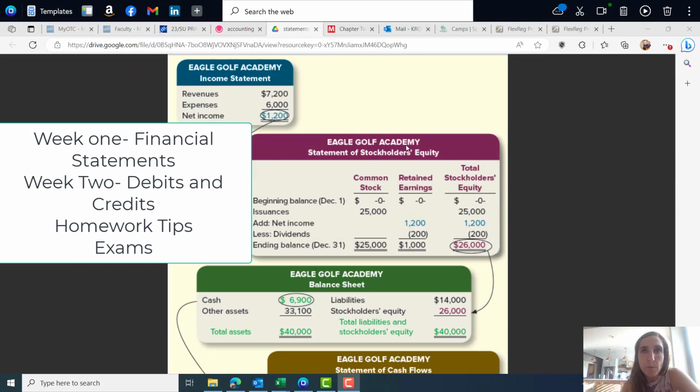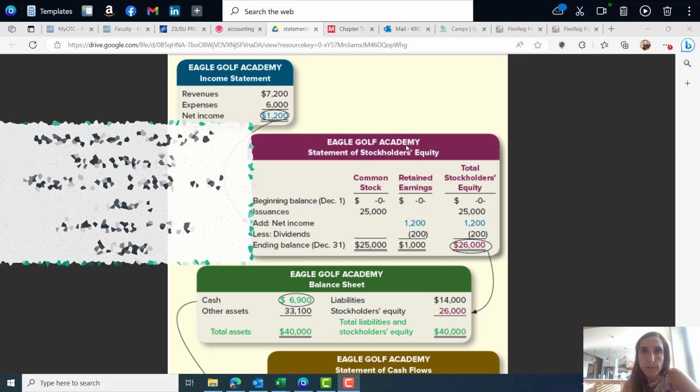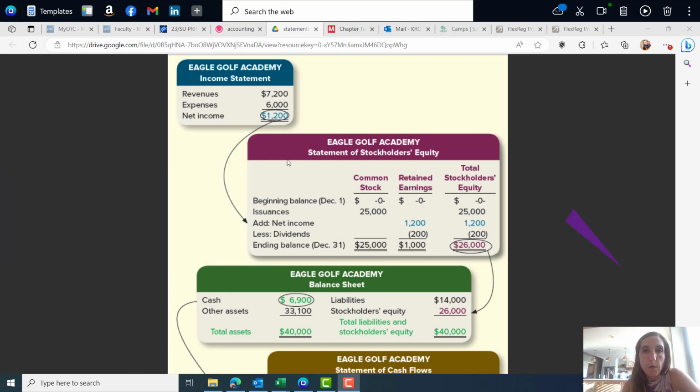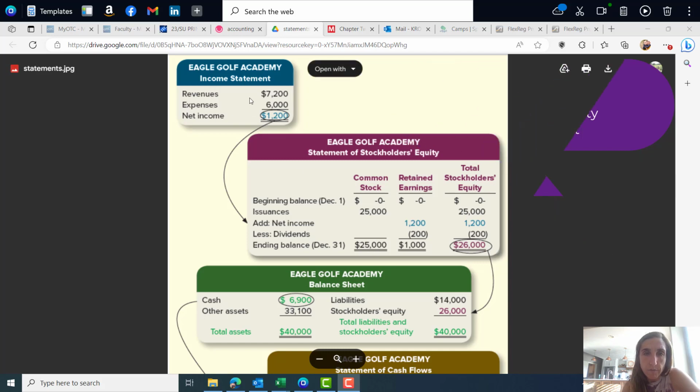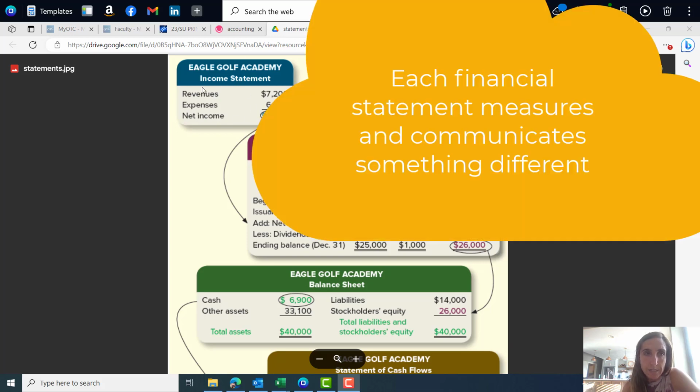Hello students, I would like to do a quick recap of week 1, introduce week 2, and talk about a few homework pointers. First of all, week 1, we discovered there are 3 main financial statements. There are actually 4, but we will focus on the income statement, which has revenues and expenses, not the same thing as cash or assets.